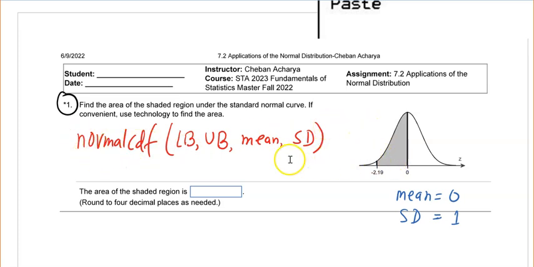Again, LB is for lower bound, UB for upper bound for the area, the mean for the standard normal curve, and the standard deviation for the standard normal curve. If you put all 4 numbers together in the calculator, you get the area.